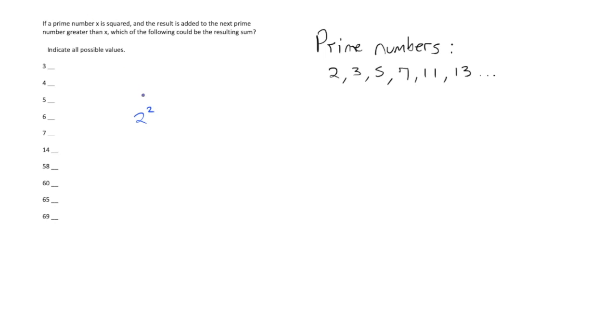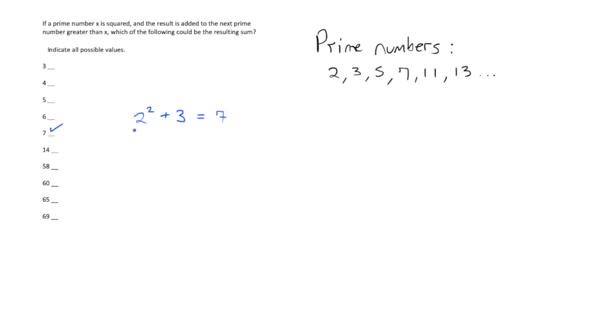Alright, so we're asked to do 2 squared plus the prime number that comes after it. So 2 squared plus 3 is 4 plus 3, which is 7. And that is one of our options. Kind of a clue that none of these are going to work, right? Because we've already used the smallest possible prime number.